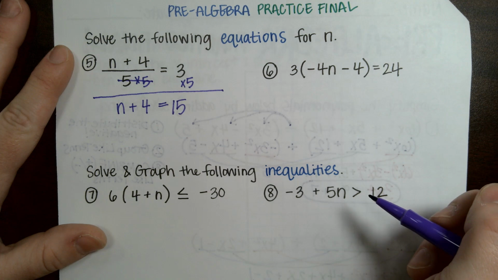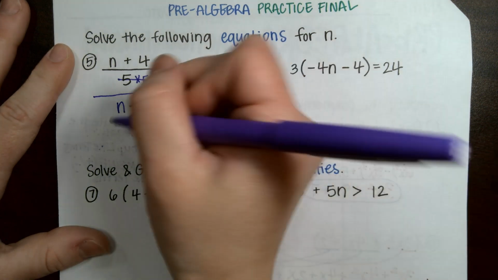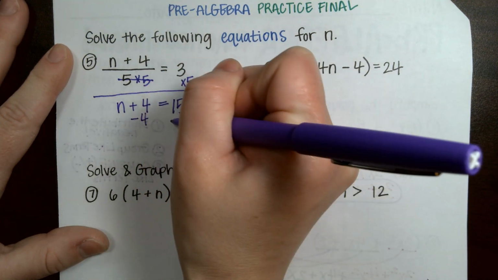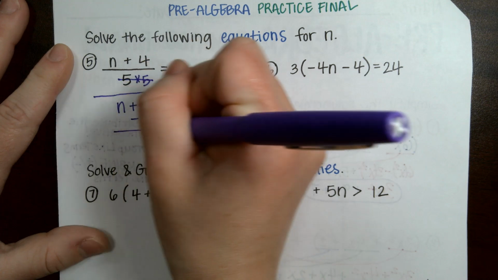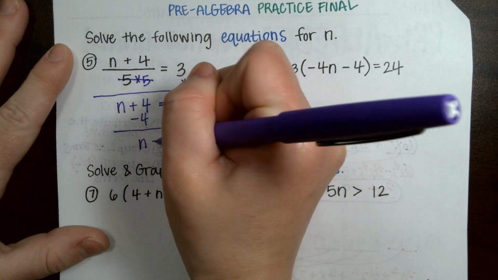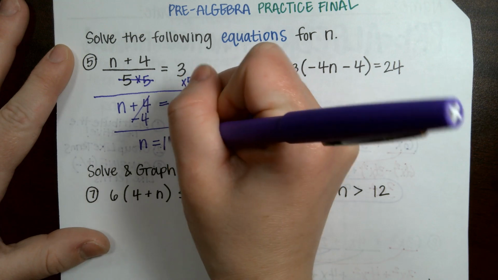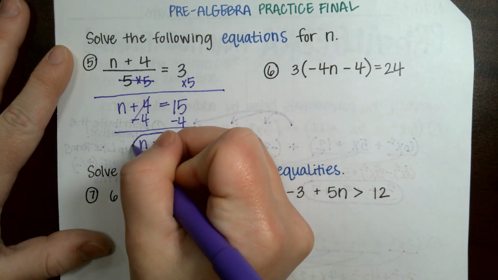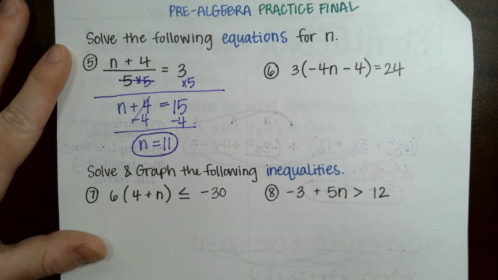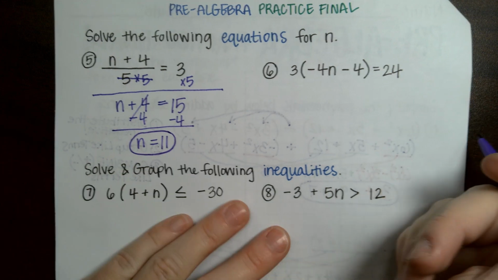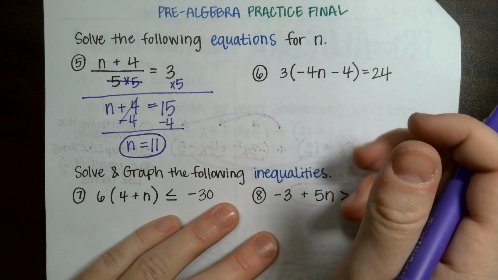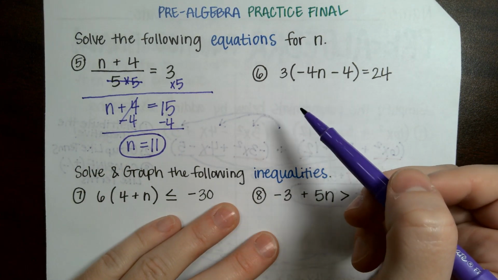Okay, what happens next? Good. Subtract 4 from both sides. And n equals what? 11. Perfect. And then you circle your answer. Awesome. Okay, we feel good about that one?